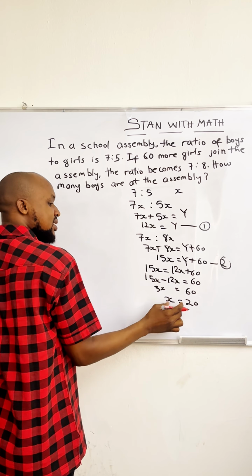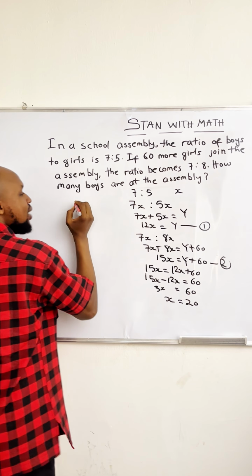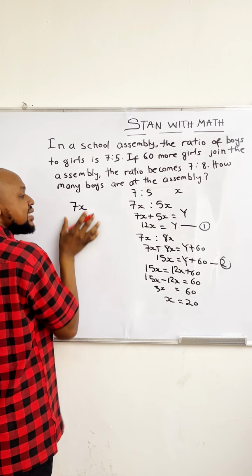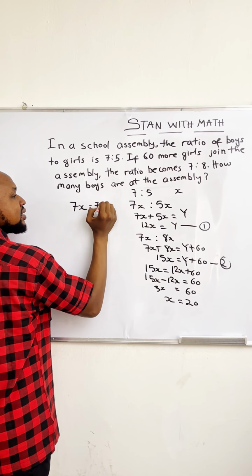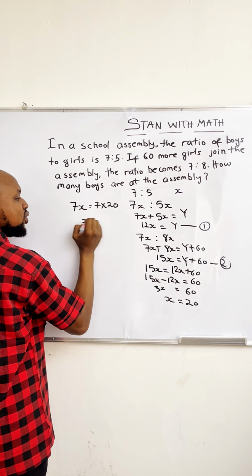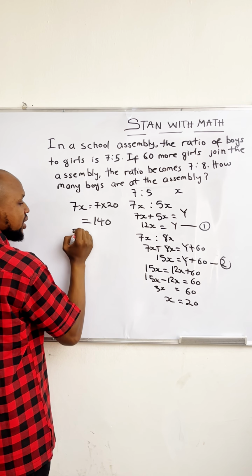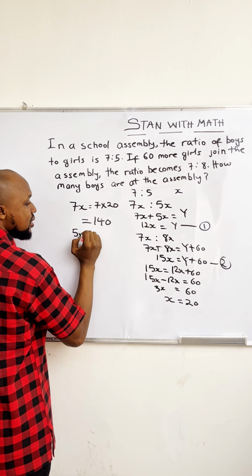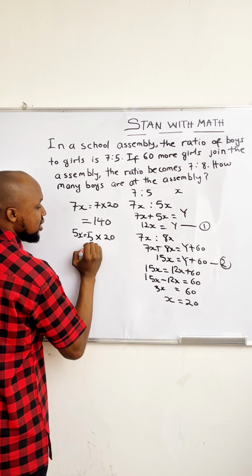So the part that is one part is what? 20 students. So that means that if we have 7x to represent the number of boys, the number of boys is going to be 7 times 20. And this is going to give us 140. So you can also use it to find the number of girls. Number of girls is going to be 5x. And this is going to give us 5 times 20. It's going to give us 100.